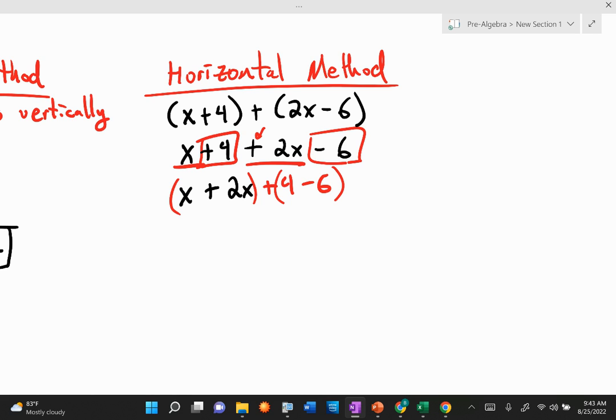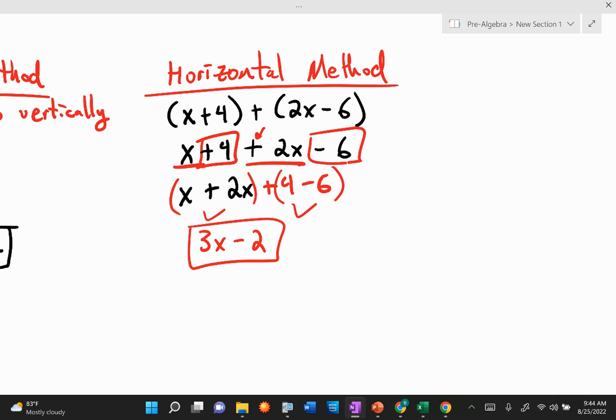Okay, now if you add parentheses on this step, that's great. If you decide not to, that's fine too. Okay, really doesn't make a difference. So you got x plus 2x is 3x. Okay, you got 4 minus 6 is negative 2.